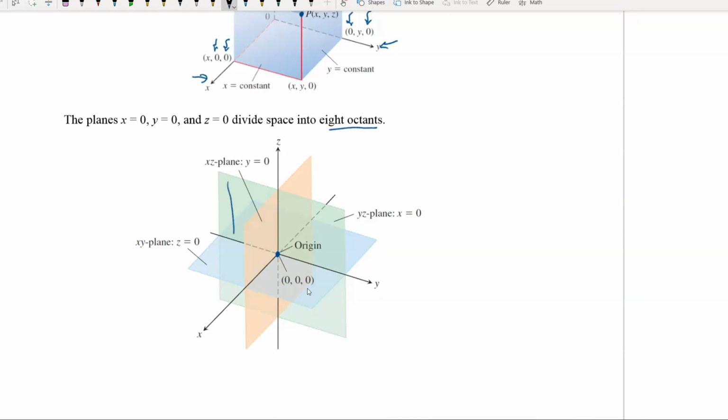Here this green part is what we have for the yz plane, and in this case x is 0. And here this blue one is for the xy plane, and in this case z is 0. And finally this part, which is this one here, is for the xz plane, and on this part y is equal to 0.